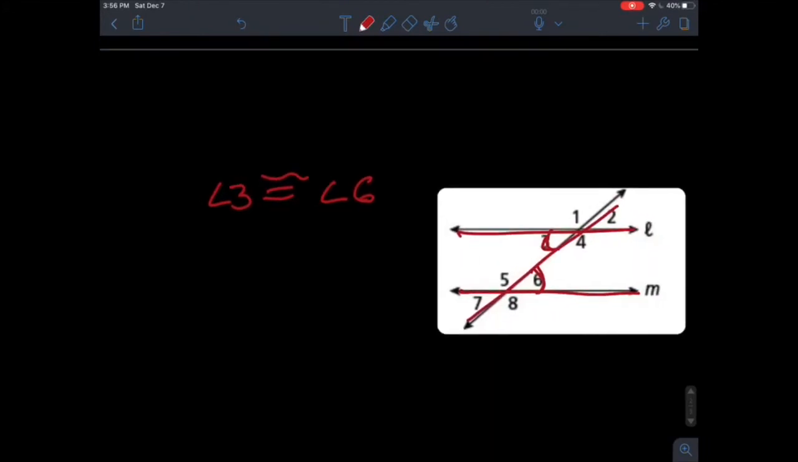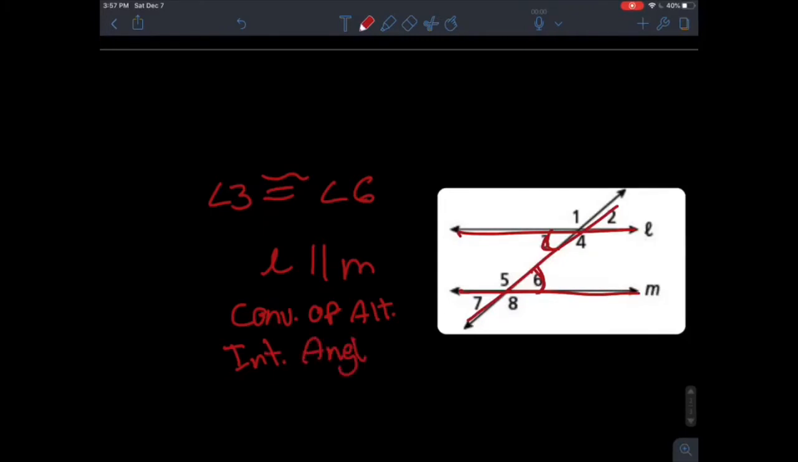So L is parallel to M using converse of alternate interior angles theorem. So that's the first one.